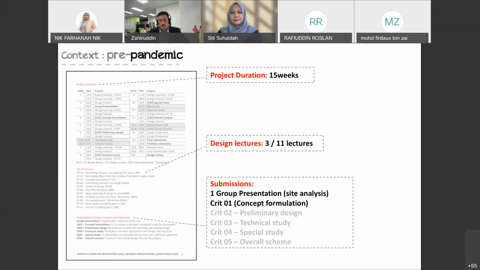So basically about every 3 or 4 weeks they have to have 1 crit, and they also have 1 group presentation. Alhamdulillah, right until MCO, we managed to finish these 2. We had the site visit, of course, during the first week. Then we moved on to the group presentation, and we also managed to do 1 face-to-face crit session when each of the students had already presented their concept formulation for their individual project.